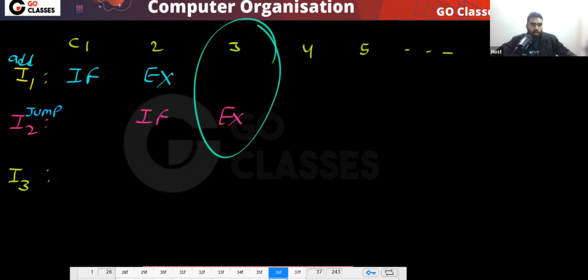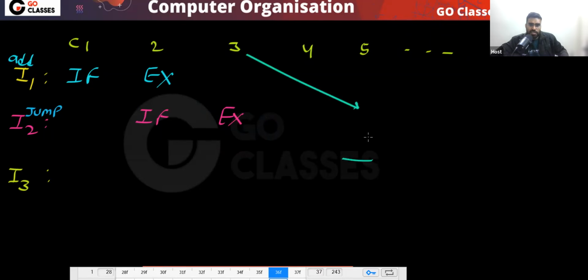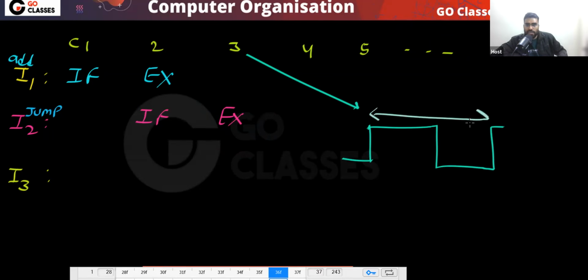In this cycle, we will know. Maybe by the middle of this cycle, we will get to know, yes or no. This is your cycle C3. Maybe at some point of time, we will get to know. This is your cycle C3. Maybe at some point, I don't know at which stage.